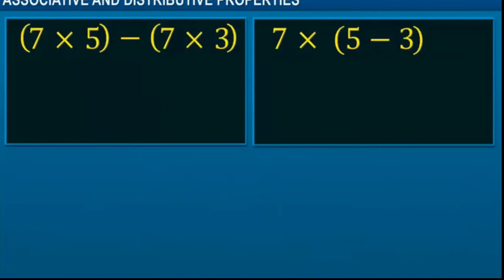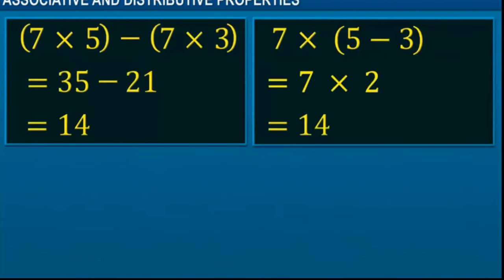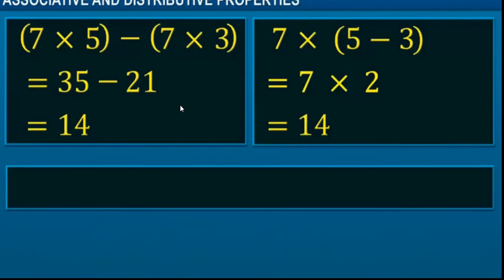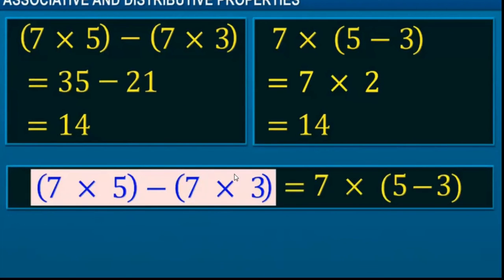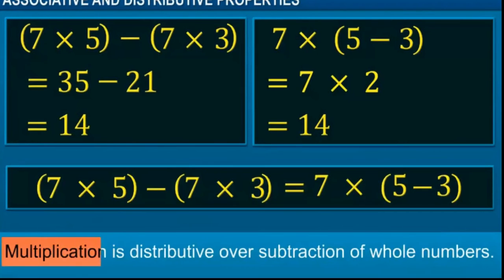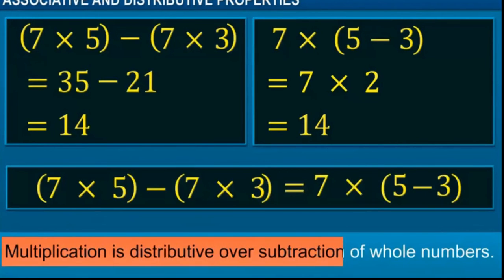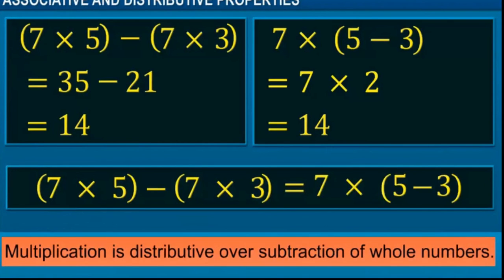Let us check if multiplication is distributive over subtraction of whole numbers. The difference between 7 into 5 and 7 into 3 is equal to 7 into 5 minus 3. Multiplication is distributive over subtraction of whole numbers. Okay, so here we are checking the distributive property over subtraction. So what is happening here?